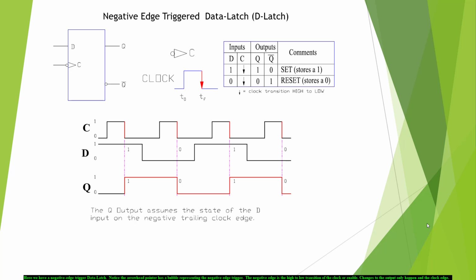Here we have a negative edge triggered data latch. Notice the arrowhead pointer has a bubble representing the negative edge trigger. The negative edge is the high to low transition of the clock or the enable. Changes to the output only happen at the clock edge.